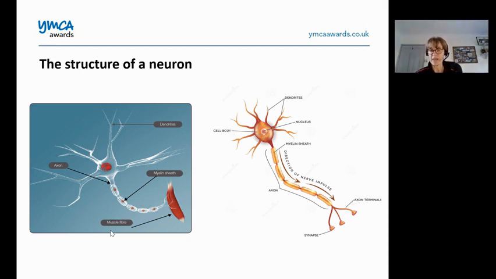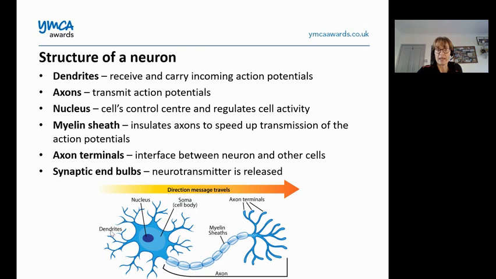And this might then synapse with other dendrites, or in the image on the left, it's going into a muscle. So it will be the neuromuscular junction there. So that's our basic structure. And I think we're going to be having a look at it again now.